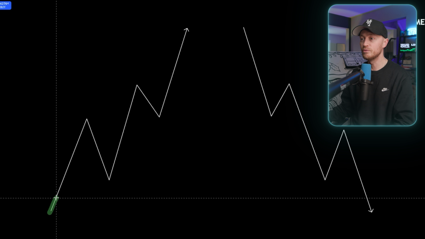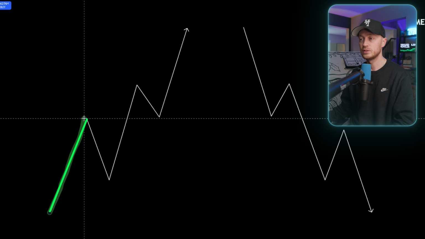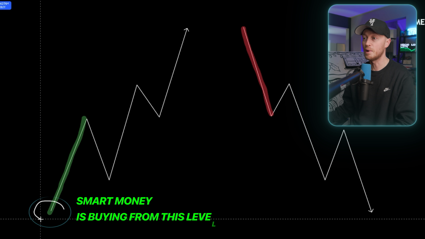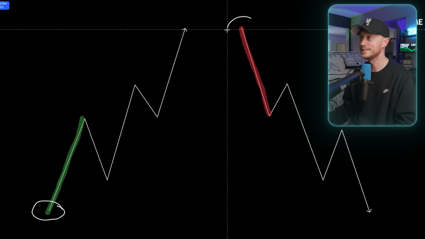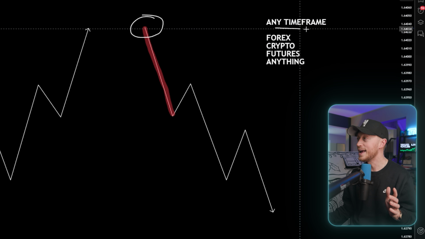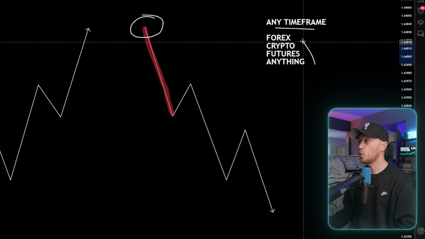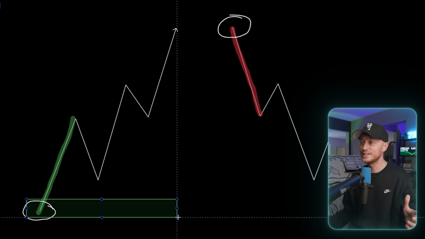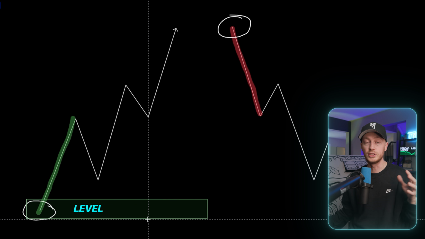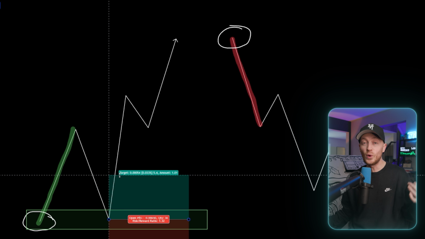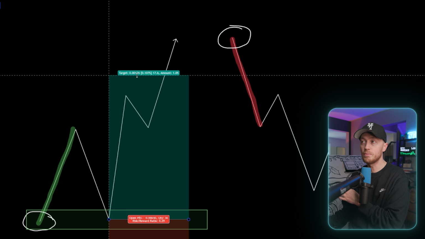So when we see a really big move like this or a really big move like this, it tells us that smart money is buying from this level and smart money is selling from this level. And the beauty of the supply and demand concept is that it works on any time frame, and it can be used on forex, crypto, futures, anything. Now, once I know the smart money likes this level right here, all I have to do is draw my zone, wait for price to come back to that zone, and join in on that move with the smart money, following the footprint they already sent me.